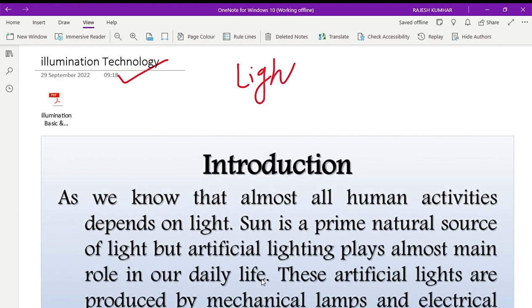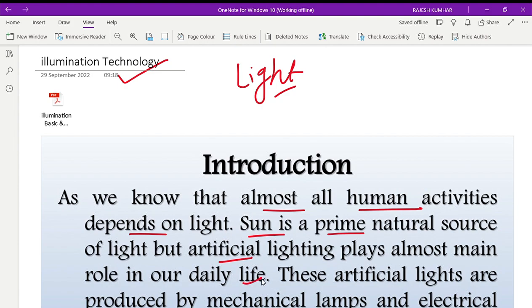We know that without light we are not able to see anything, we can't do anything. So light is the most important part of our day-to-day life. Almost all human activities depend upon light. And the sun is the prime natural source of light, but in the absence of sunlight or at night time we also require light. At that time we use artificial lights, and artificial lights play almost the main role in our daily life.